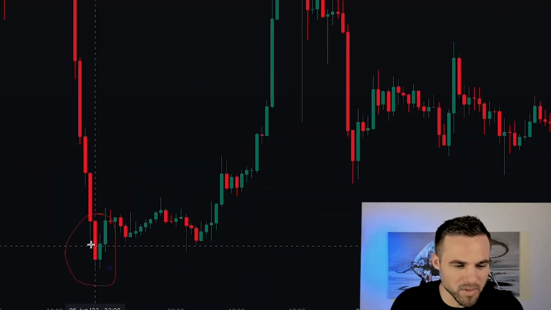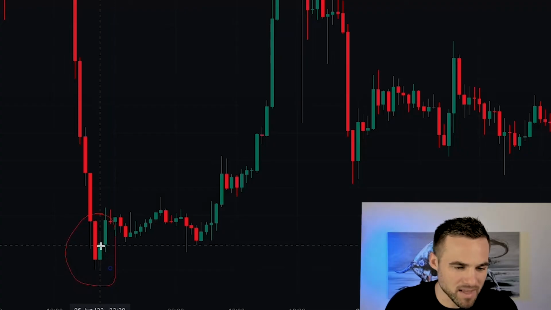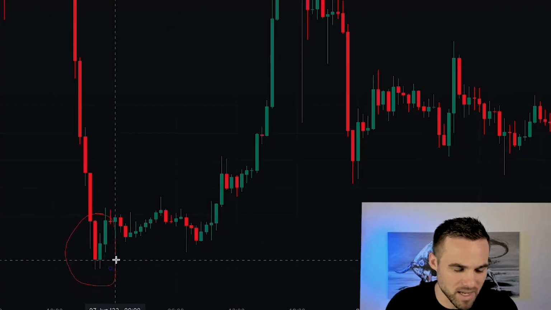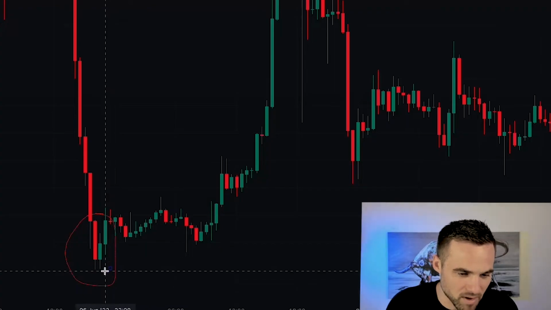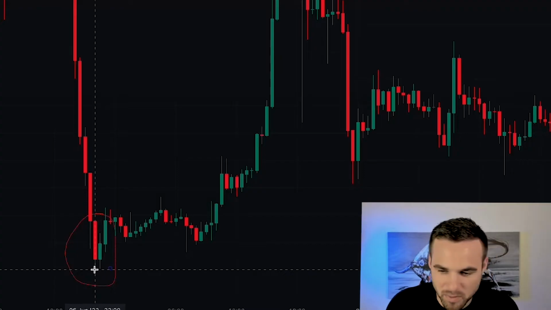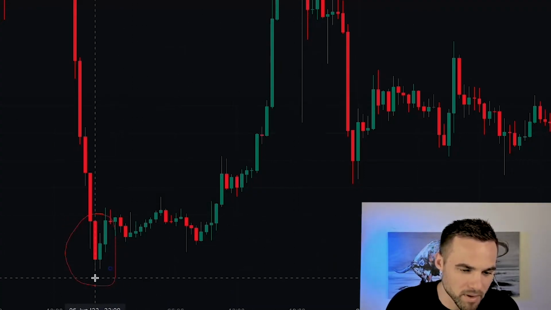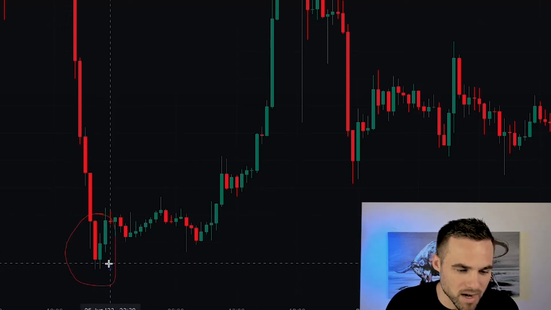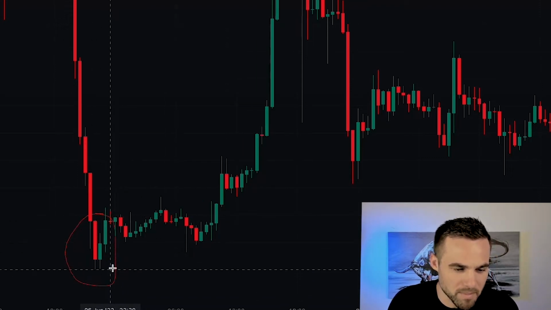Here's another example of what could be a tweezer bottom. You can see that the body lengths aren't exactly the same, and you don't often find them exactly the same, but these wicks are about exactly the same, meaning that they tried to push down to this price here, and price ended up reversing all the way up. So tweezer bottoms and tweezer tops are really powerful signals. You want to look for these wicks to be about the same.